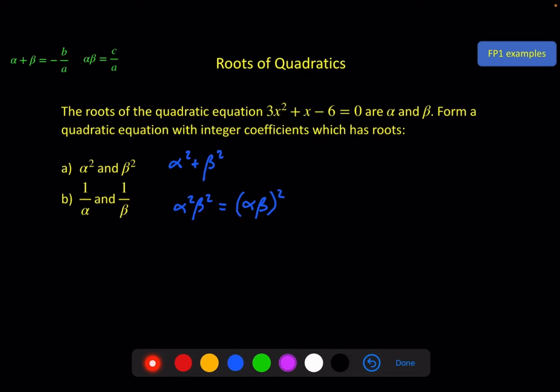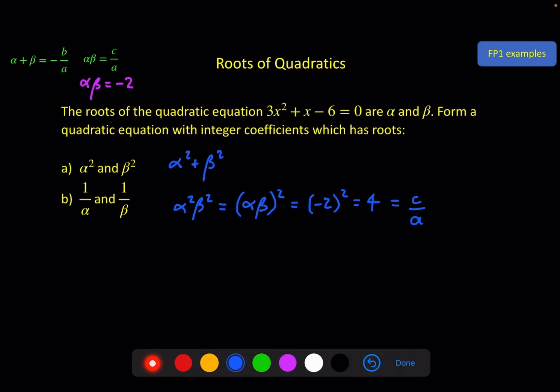And we know alpha beta because we can find that from the old equation. C over a. So that's minus 6 over 3, which is minus 2. So the product of the old roots is minus 2, and the product of the new roots is the product of the old roots squared. So that's 4. So that relates to the new equation's c over a, the constant over the coefficient of x squared. I wouldn't normally write that all in one long line, but I wanted to show the progression there.